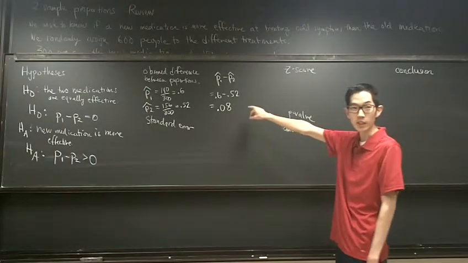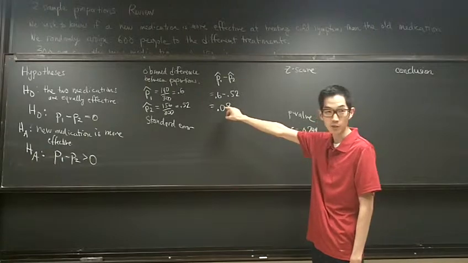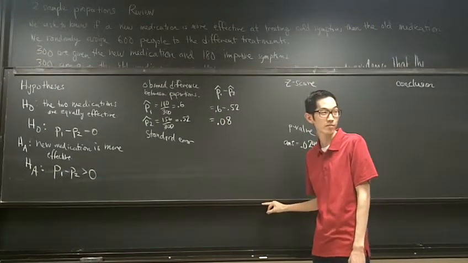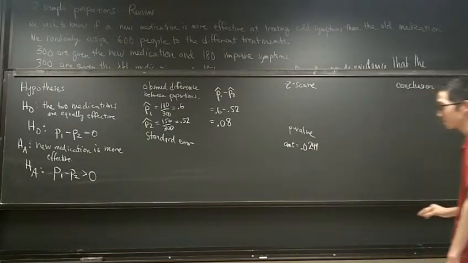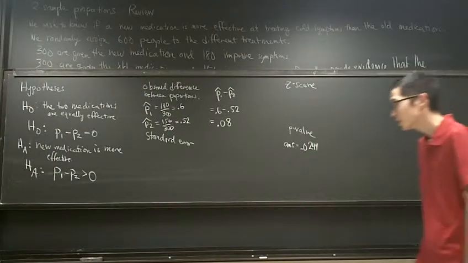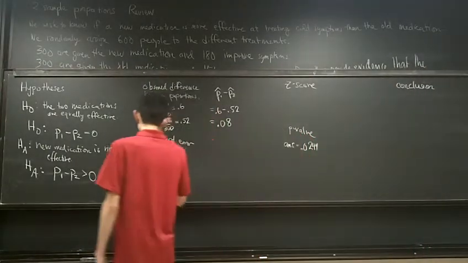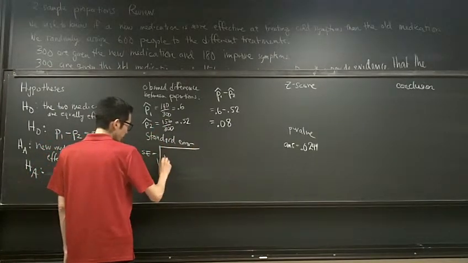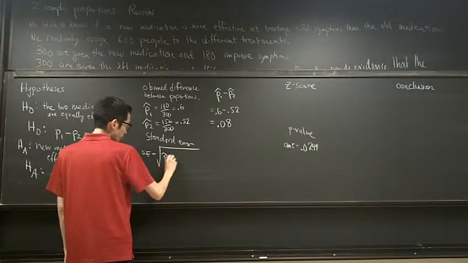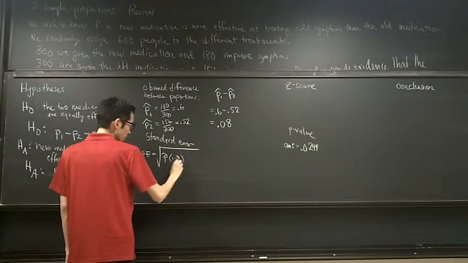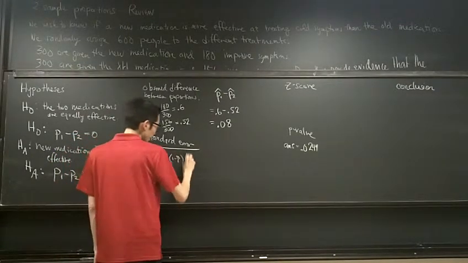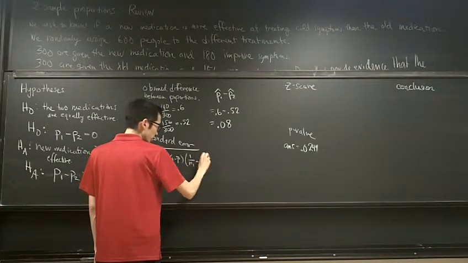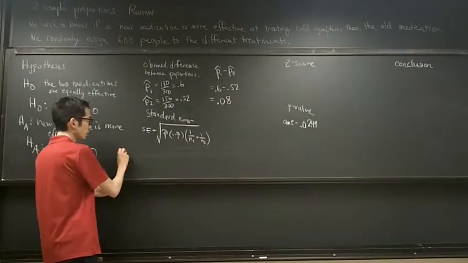So we have 0.08 as our observed difference between proportions, okay? You got that? Okay, that's great, so you're on the way. Alright, the standard error, again, is an ugly formula about which we can do nothing, okay? It's the square root of P hat times 1 minus P hat times 1 over N1 plus 1 over N2. Okay, what is P hat?